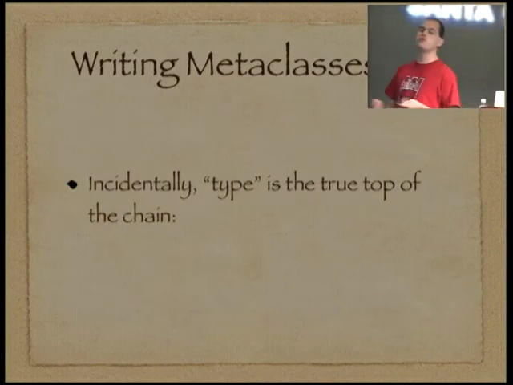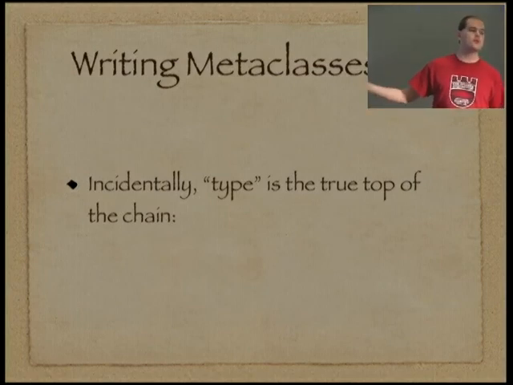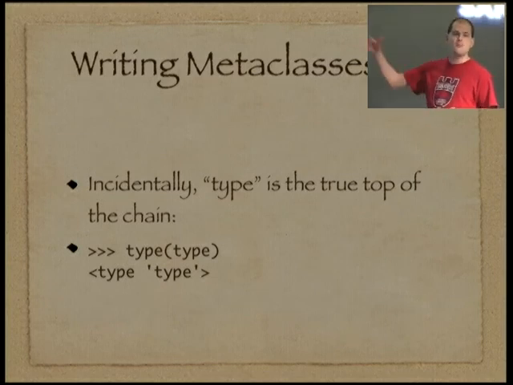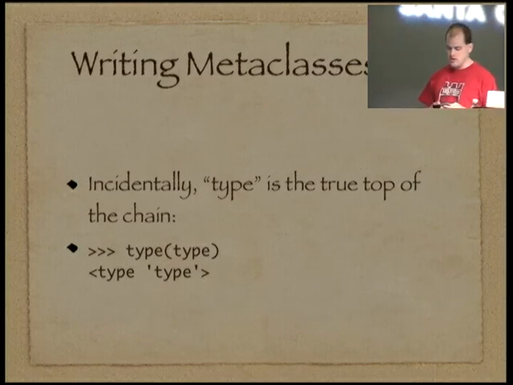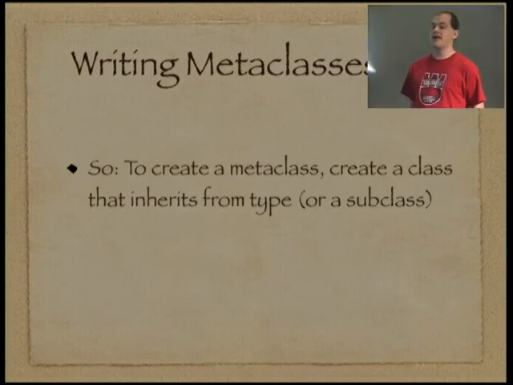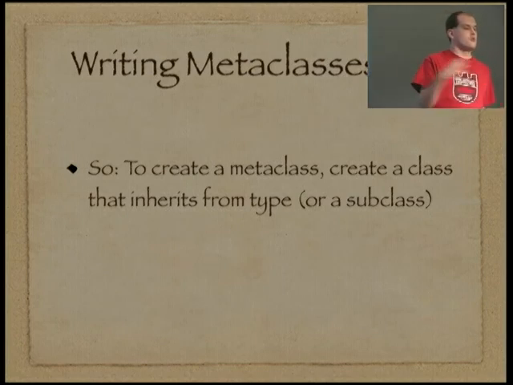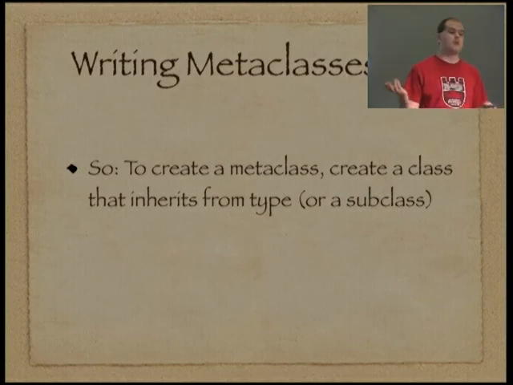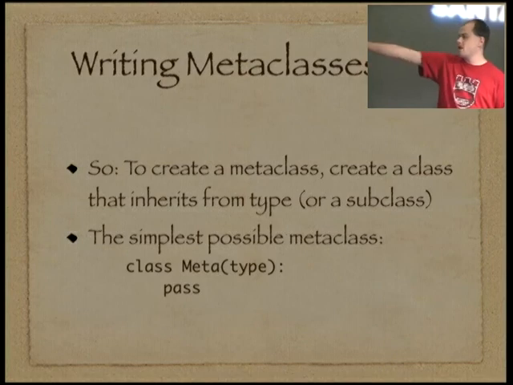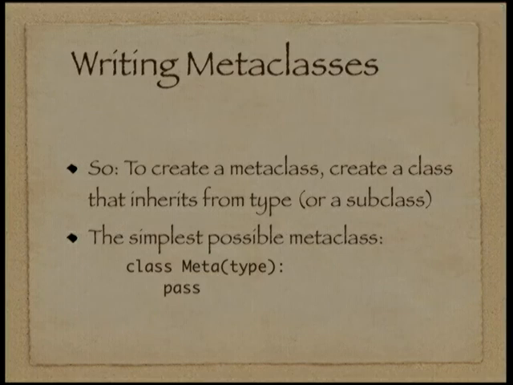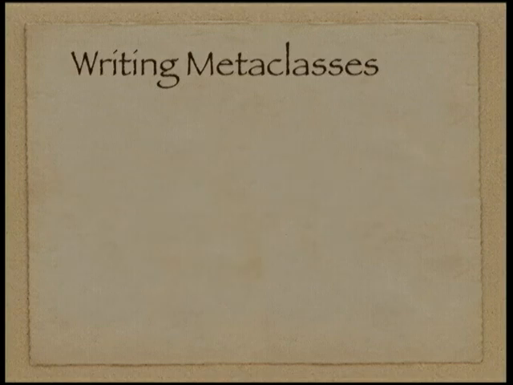Incidentally, type is actually the true top of the chain. If you run type on object, type will come back. If you run type on type, type will still come back. Type is actually the true top of the class chain in Python. So to create a metaclass, all you have to do is create a class that inherits from type. Whereas a normal class is something that inherits fundamentally from object, a metaclass is something that inherits from type, or obviously one of its subclasses. So that's a metaclass right there. That's all it is. It's just another class. And in fact, it has type as its metaclass. Now, of course, this metaclass does nothing. But that's beside the point.